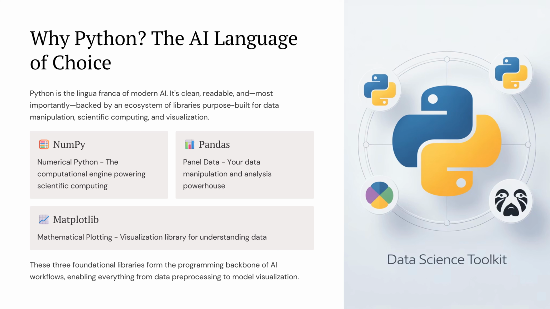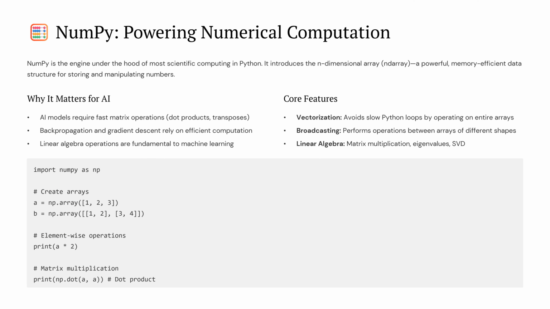Pandas helps you organize and analyze data with ease. And Matplotlib allows you to turn raw numbers into clear and meaningful visuals. Together, these tools form the backbone of AI workflows, helping us pre-process data, build models, and visualize results.